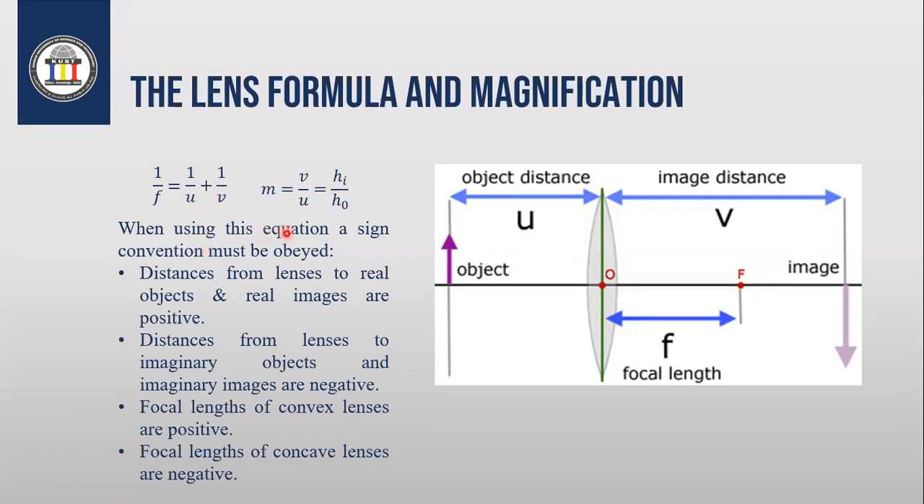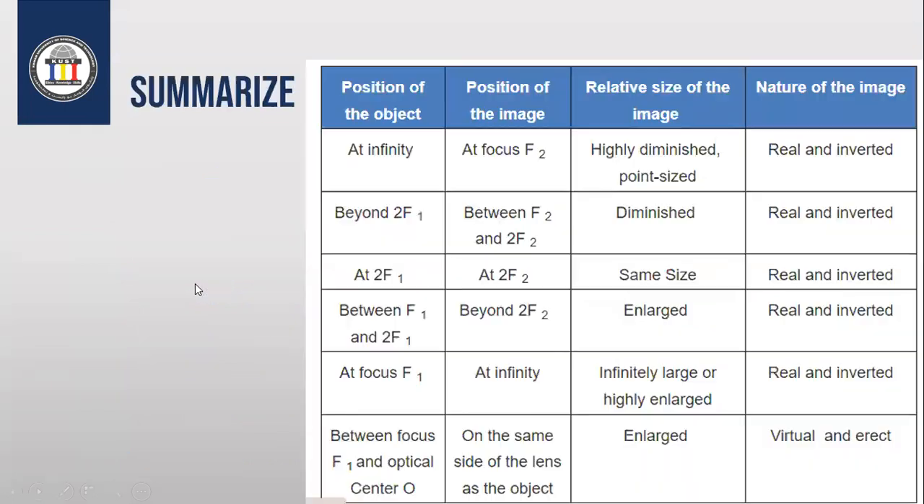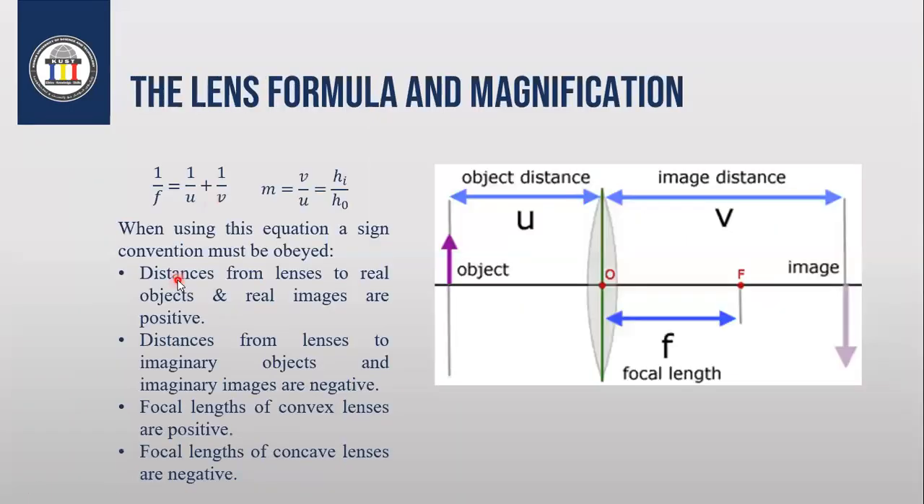Okay, when using this equation, a sign convention must be followed. So the sign is important here, listen to me carefully guys. The distances from the lens to the real object and real images are positive. So when the object is real and the image is real, and in this case you are always using a real object, the distances here will be positive.